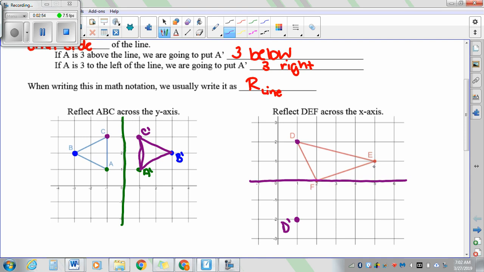All right, E is 1 above, so E prime will be 1 below. If I look at F, F actually is on the line. So it is 0 above the line. So if I put that 0 below the line, it's in the same place. Reflections do not change points that are on the line itself. So here's my D prime, my E prime, and my F prime. Connect them up, and I get my triangle that looks like a mirror image of the one above it.